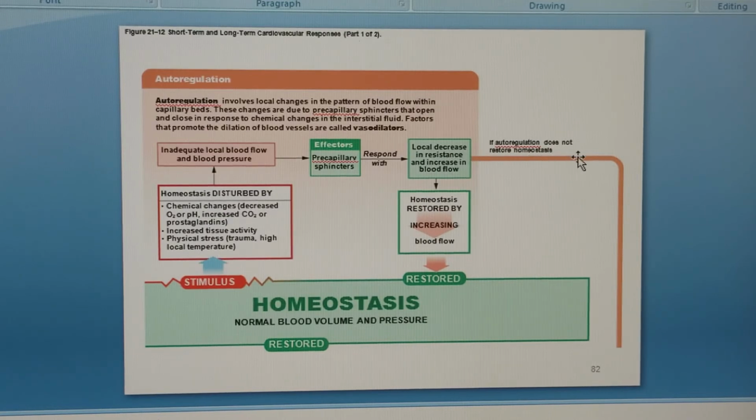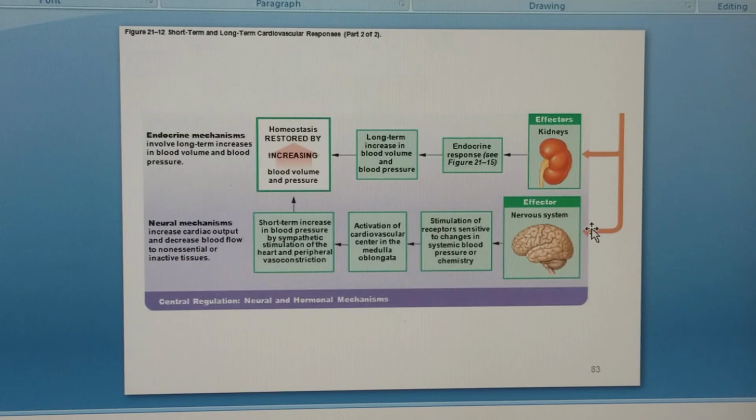If autoregulation does not restore homeostasis, we're going to go to either the neural or the endocrine system, or a combination. Here we're looking at the neural mechanisms to get back to homeostasis. The effector is the brain. Stimulation of the receptors is sensitive to changes in systemic blood pressure or chemistry.